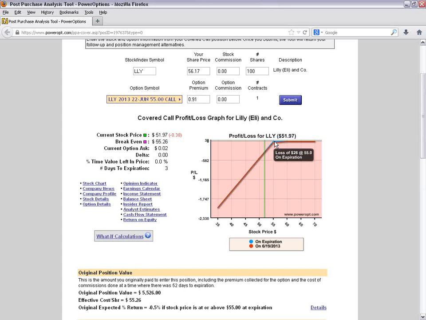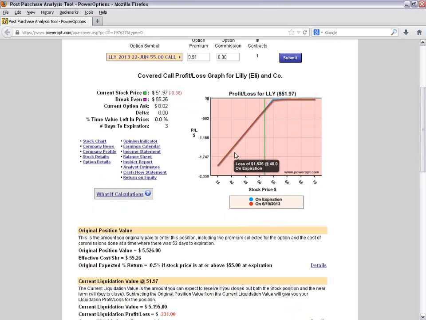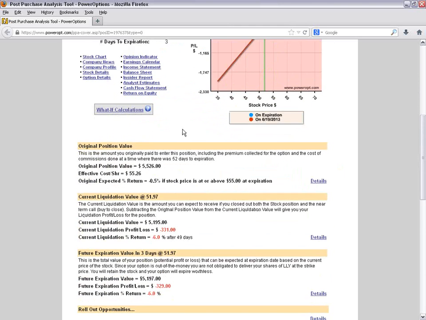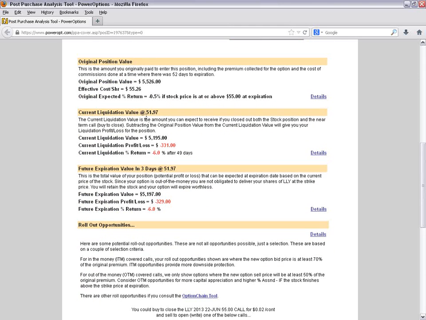This original covered call, by the way, why is it showing a 0% return, no gain or loss, or a loss of $26? It's because we had to roll it down the first time because the stock declined in price, and we had to roll it again as the stock continued to go down. It looks like we're going to have to roll it again or abandon ship. So here you go, Rick. Here we see our current liquidation value, a loss of $331 in red, or minus 6% after 49 days.